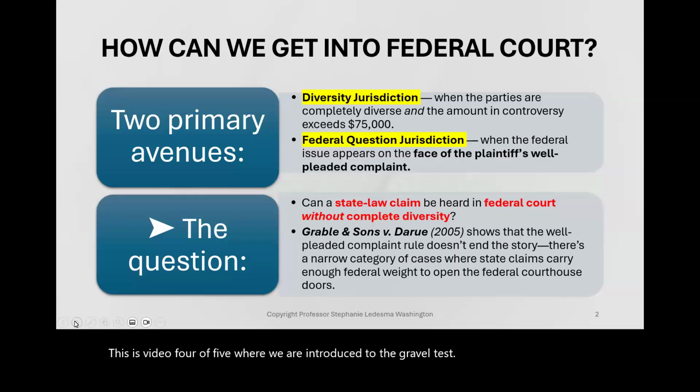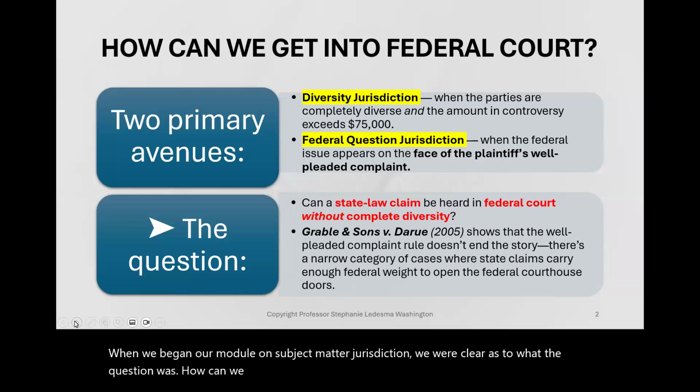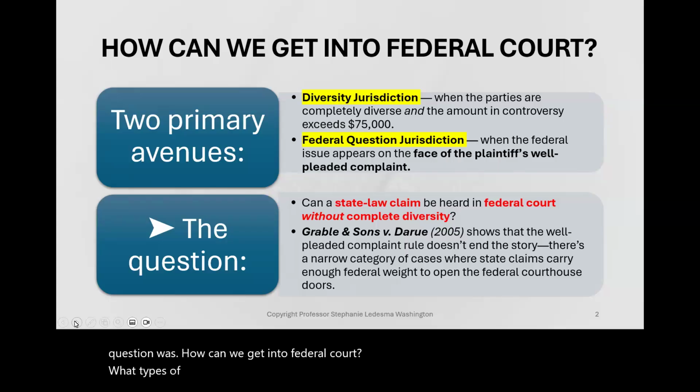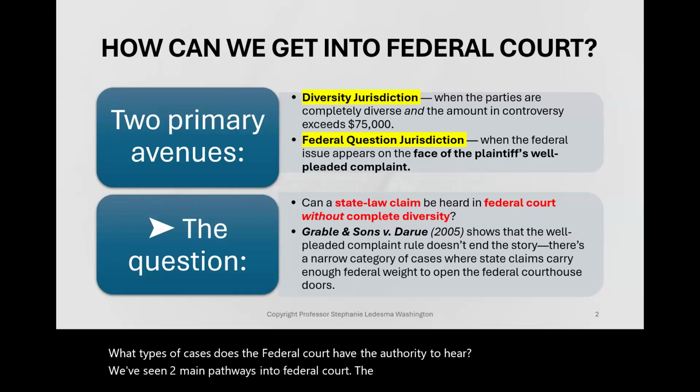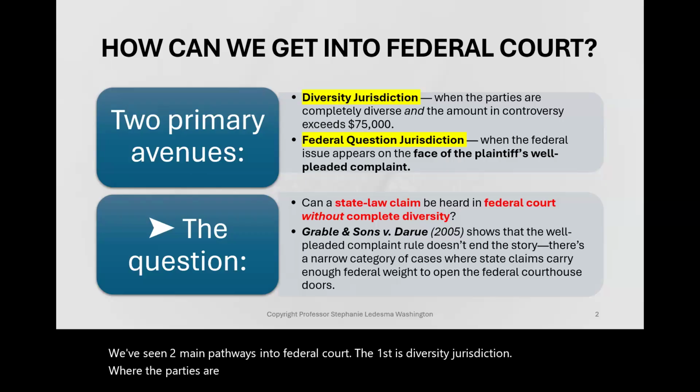When we began our module on subject matter jurisdiction, we were clear as to what the question was. How can we get into federal court? What types of cases does the federal court have the authority to hear? We've seen two main pathways into federal court. The first is diversity jurisdiction, where the parties are completely diverse and the amount in controversy is satisfied.